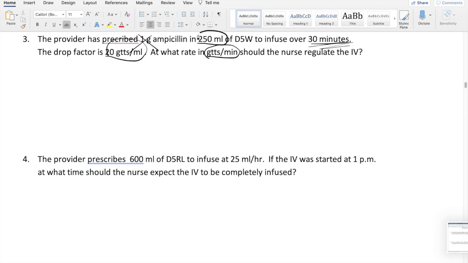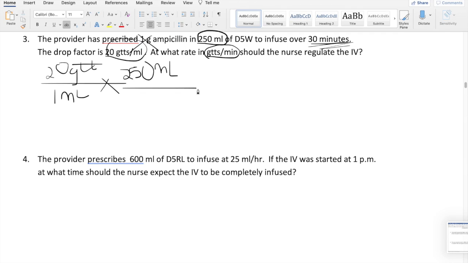So the first thing I'm going to do is cross out the 1 gram ampicillin because that is not needed. And I am going to put the GTTS/minutes, which is going to be 20 over 1 milliliter. So in order for me to cross out the milliliters, I am going to have to place the 250 milliliters on the opposite end, which is going to be on the top, over 30 minutes. Now, do I need to convert this problem? No, we do not need to convert it because it's already in minutes, and this is a tricky problem.